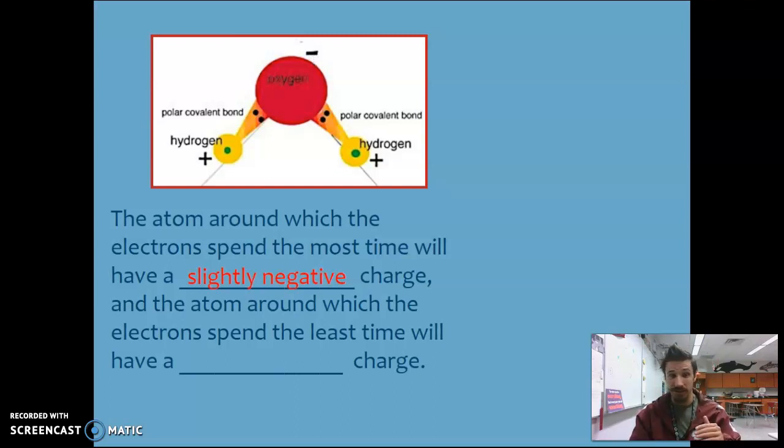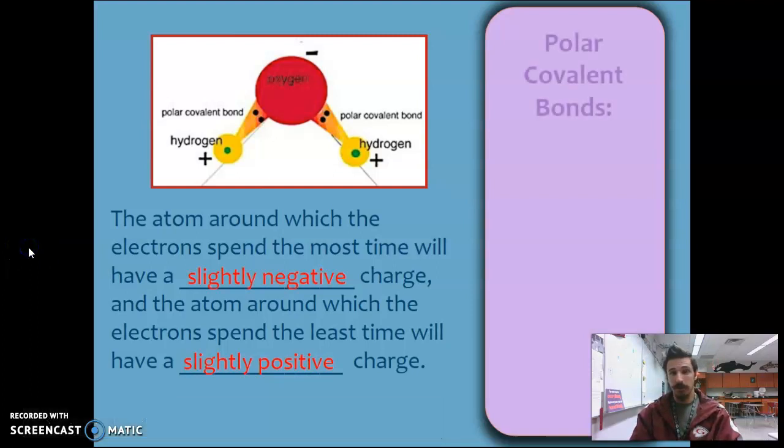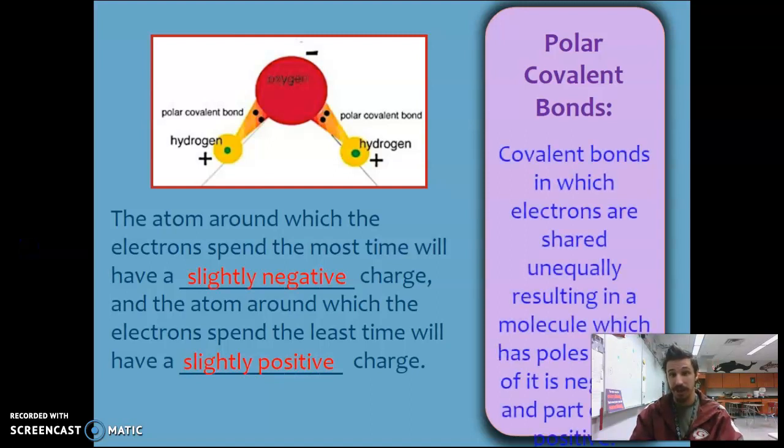Now, in contrast to that, the atom in which the electrons are spending the least amount of time would obviously be hydrogen in this case. So hydrogen, if there's a less negative charge around as often, is going to have a slightly positive charge. We call these types of covalent bonds polar covalent bonds because the unequal sharing of electrons generates a polar molecule, a molecule that has a negative end and a positive end.